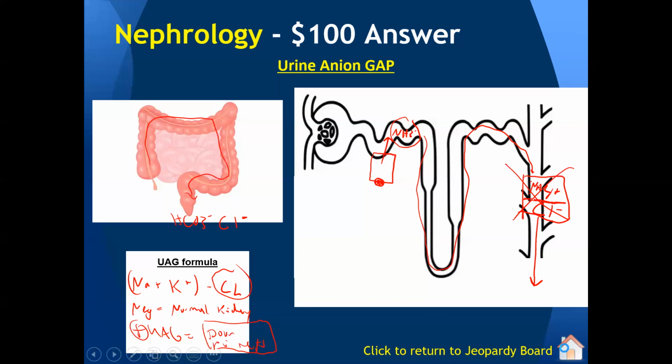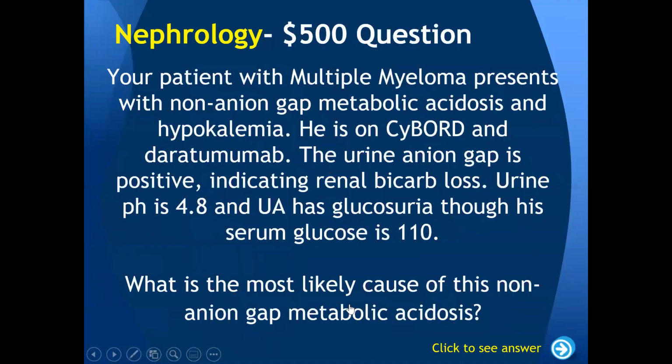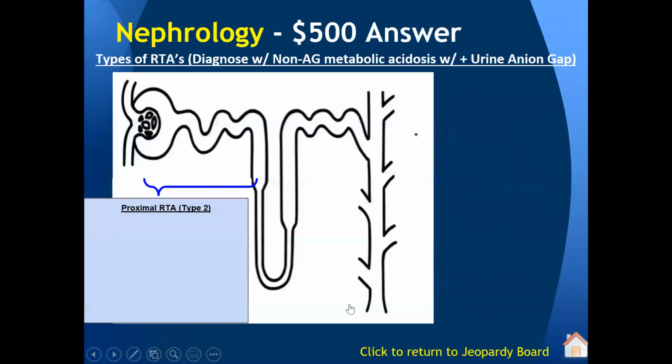All right, last question. This other RTA one. The patient with multiple myeloma presents with a non-anion gap metabolic acidosis and hypokalemia. He's on Sideboard D and daratumumab. The urine anion gap is positive, indicating renal bicarb loss. Urine pH is 4.8. UA shows glucosuria. No, his serum glucose is normal. Type 2 renal tubular acidosis. There we go.